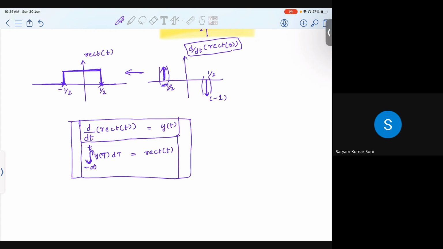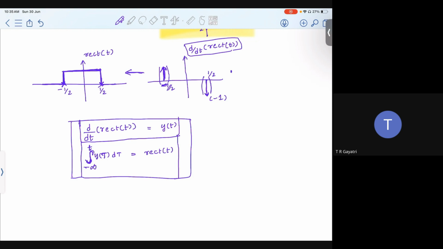Any questions? Is this differentiation correct, or is it the opposite? At plus half it is 1 and at minus half it is minus 1. No, I think it's correct. This is correct.